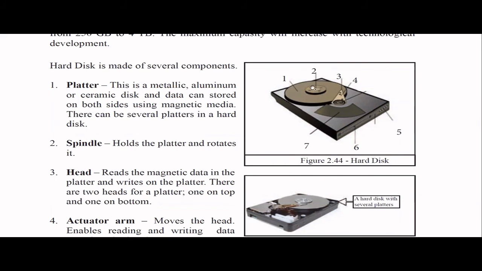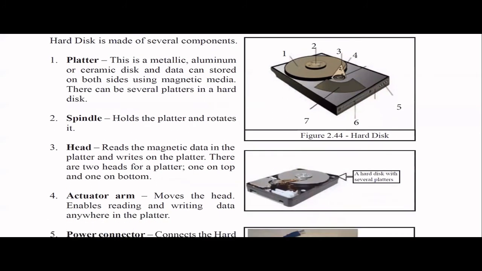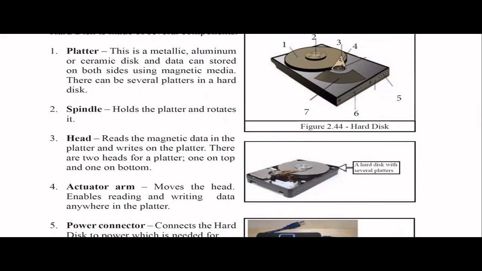And then number two is the spindle, right? This is the rotating one. It is holding the platter and rotating it. Then comes the head. This is the head we use to read magnetic data in the platter, and writing and reading happens using this, right? There can be two heads for the platter, one on top, one on bottom. Then the actuator arm, number 4. This is moving the head, enabling reading and writing data on the platter.